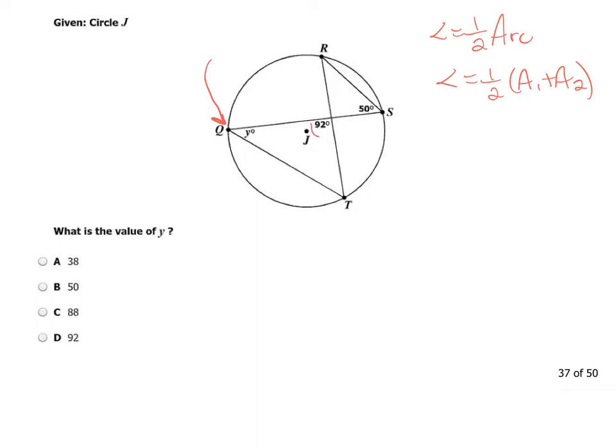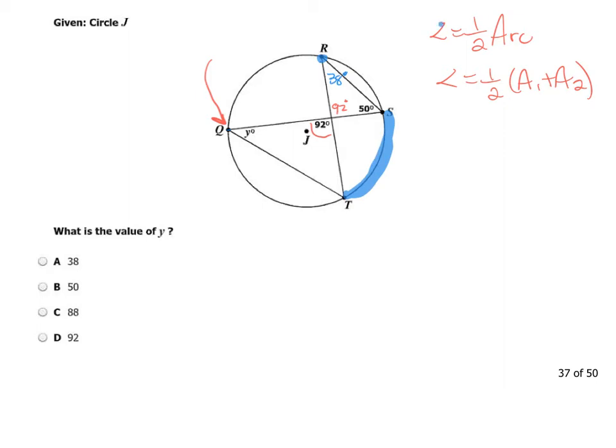I know that if this angle is 92, the angle across from it that's vertical is 92. What I also know is that this angle here is 38 degrees. So I have all the angles inside of the triangle. I don't have any other information about Q or T. However, if I look, I can see that angle R here, the intercepted arc is ST.